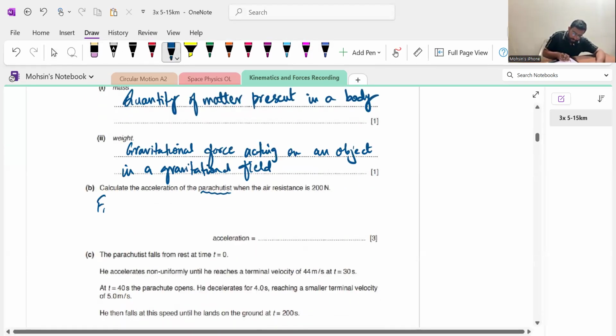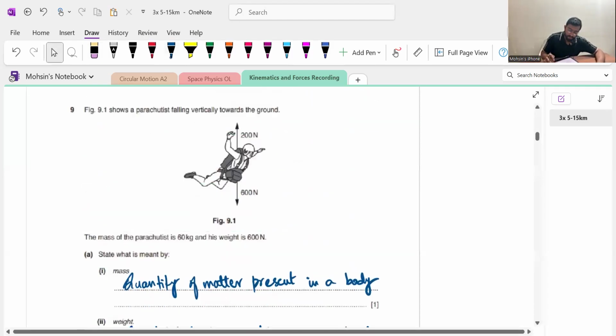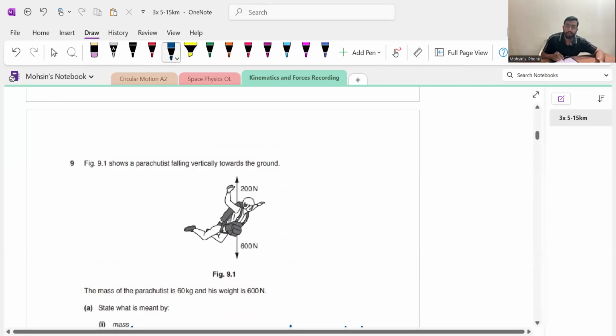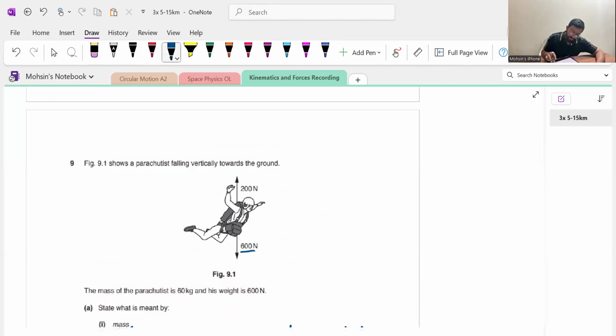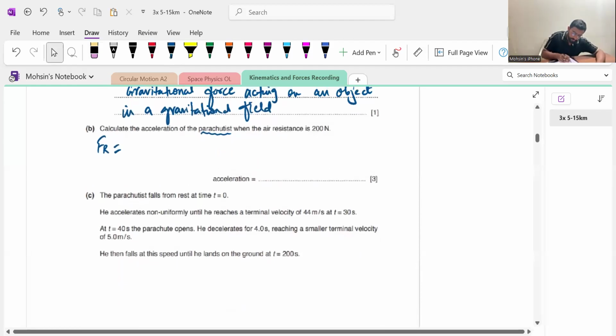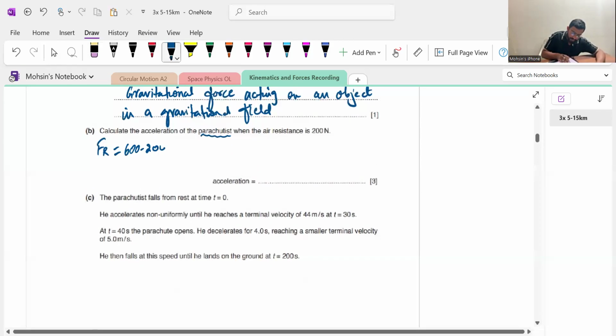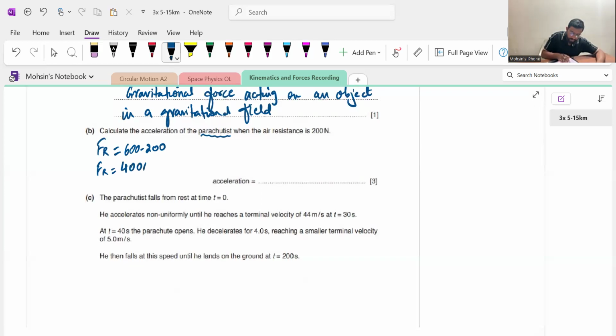For resultant force, when the forces are opposite in direction, we subtract the forces to find the resultant, and the smaller force will be subtracted from the greater one. So 600 minus 200, and it is 400 newtons.